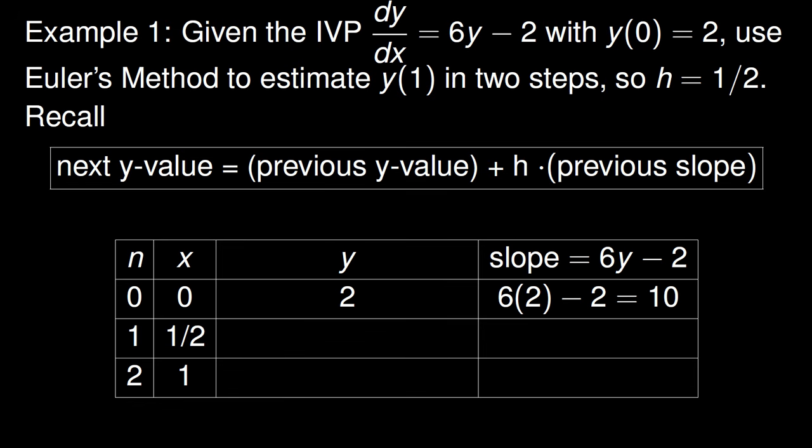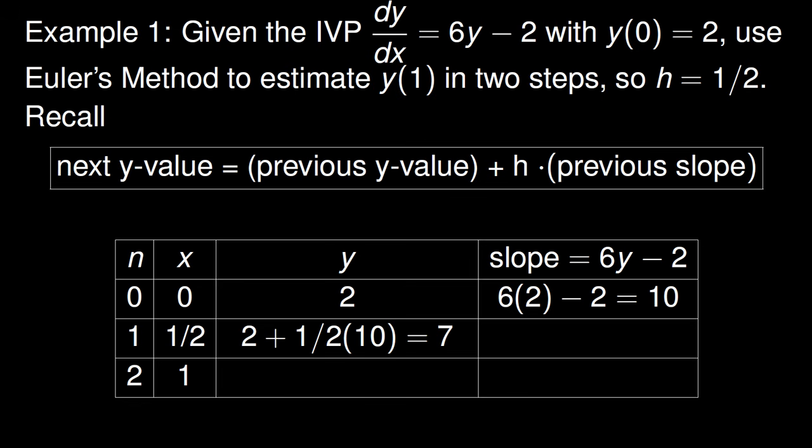Okay, so the first slope is calculated using the formula 6y minus 2. Well, the y value is 2, and when we substitute that in, we get the value of 10. Then we will use the boxed formula to calculate the next y value. So we take the previous y value, which was 2, and add h times the previous slope. So h is equal to 1/2, the previous slope is 10, and when you perform this calculation, you get the value of 7.